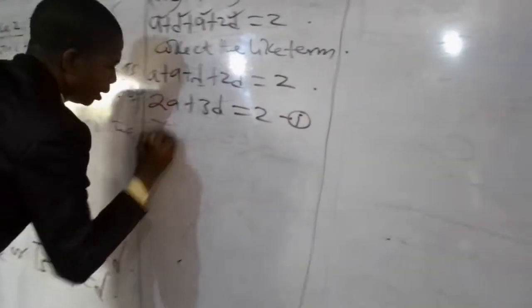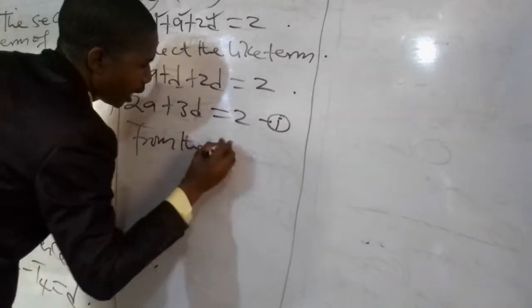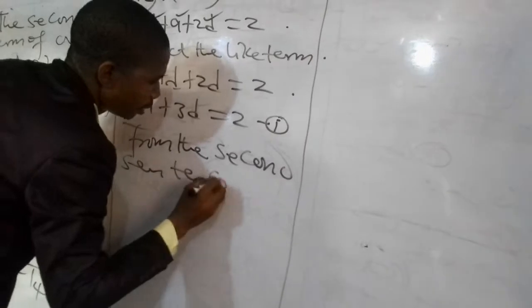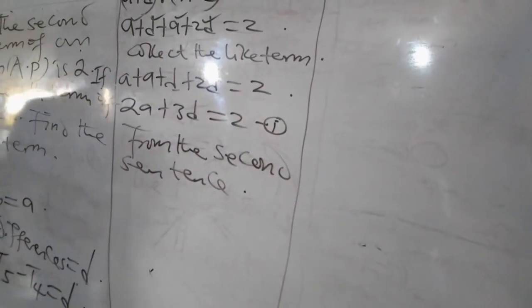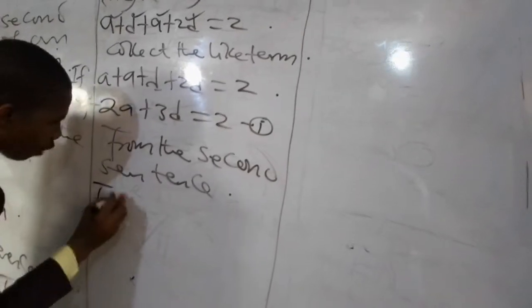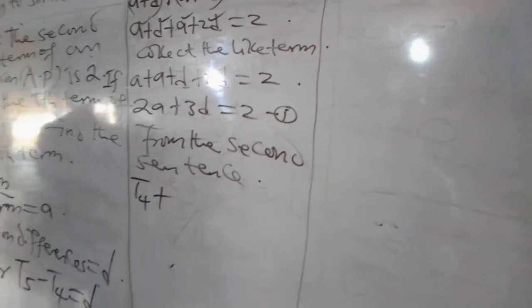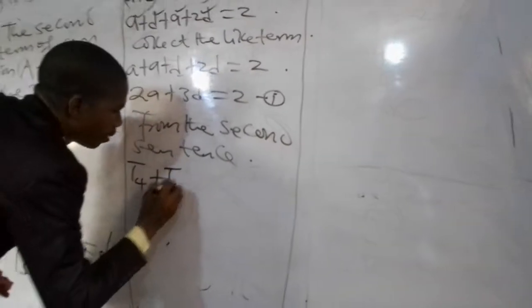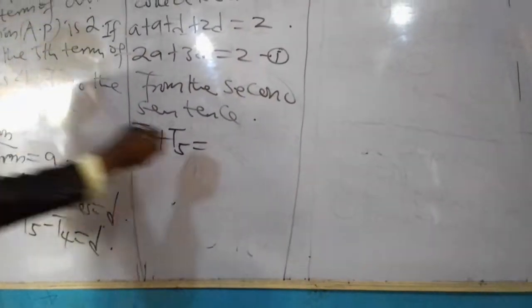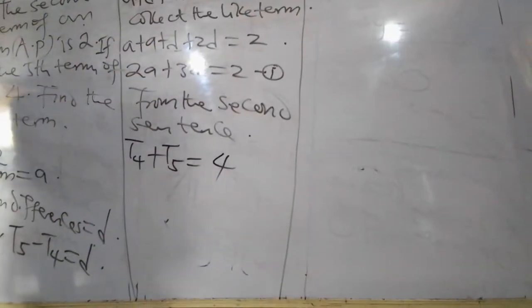From the second sentence, what does it say? If the fourth term, T sub 4, and the fifth term, T sub 5, is equal to 4, then what do we have for T sub 5?